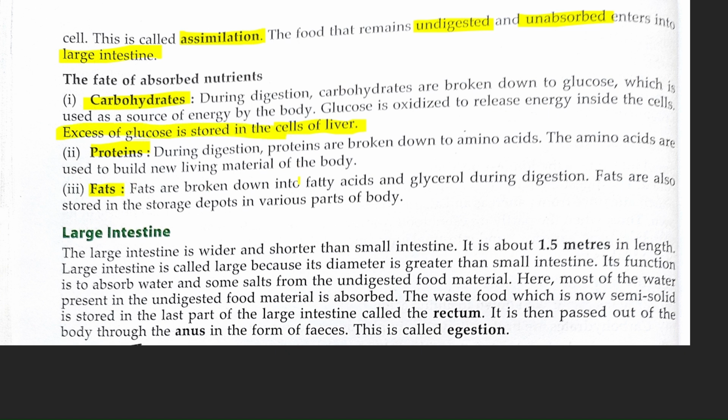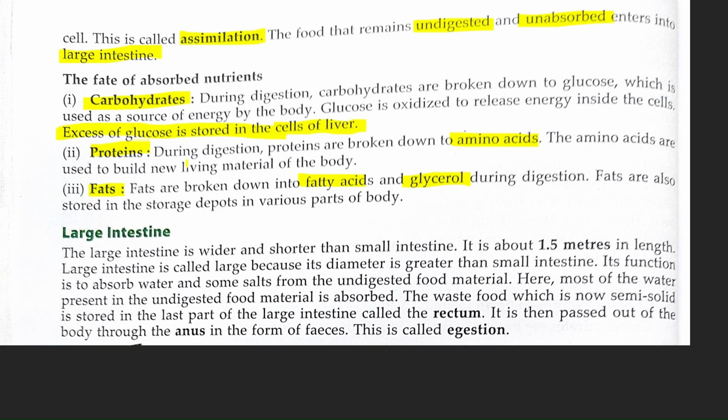Proteins. During digestion, proteins are broken down into amino acids. The amino acids are used to build new living material of the body. Fats. Fats are broken down into fatty acids and glycerol during digestion. Fats are also stored in storage deposits in various parts of our body. So this is what happens to the absorbed nutrients.